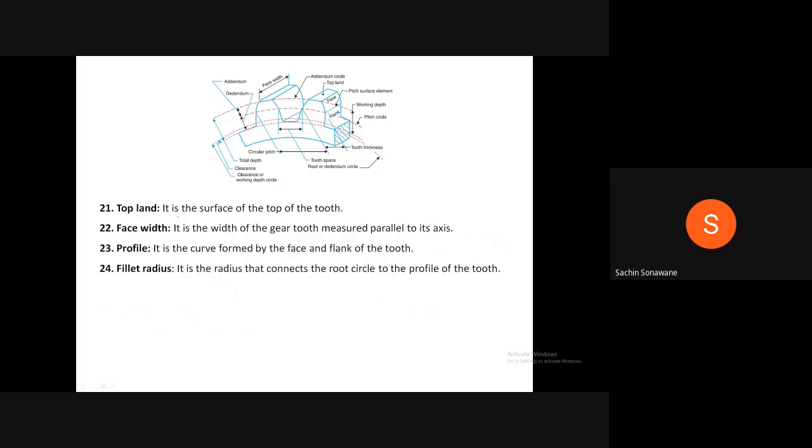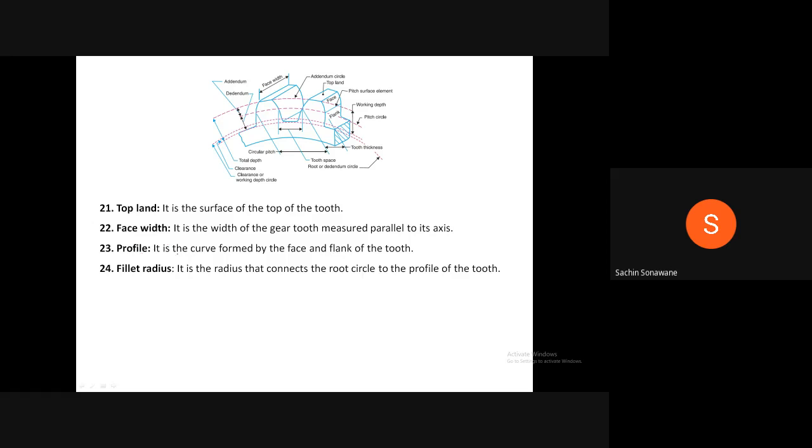Similarly, top land. This is the top land. It is the surface of the top of the tooth. See that top surface of the gear tooth is known as top land. Similarly, bottom land. Whatever this surface is at the bottom of the tooth, it is known as bottom land. Face width. It is the width of the gear tooth measured parallel to its axis. See that this is the face width.